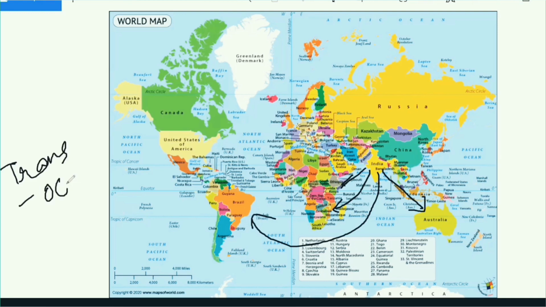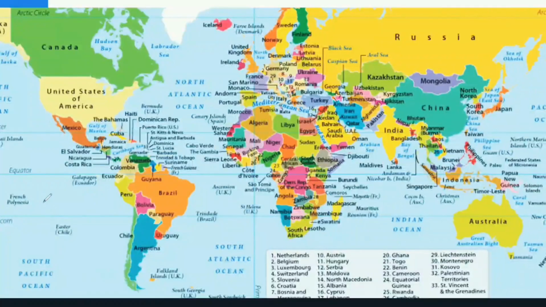trans-oceanic routes. ठीक है? Trans-oceanic routes. Now, what is trans-oceanic routes? That means the ocean routes which connect a country from one place to the other with the help of oceanic routes, right? Okay. Now just look at the map carefully.